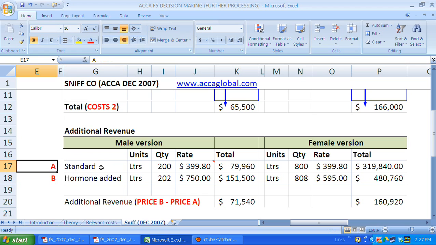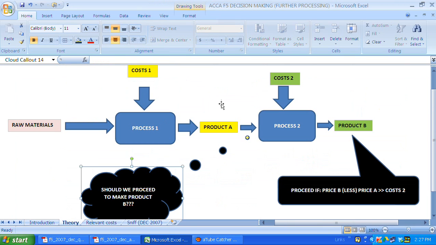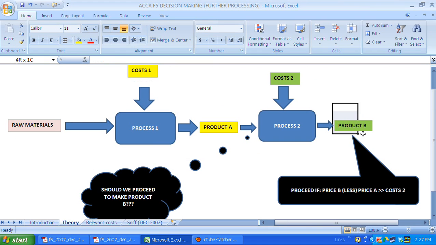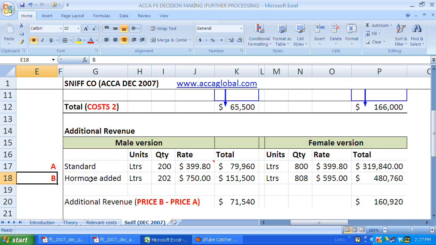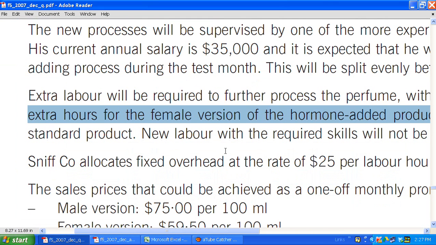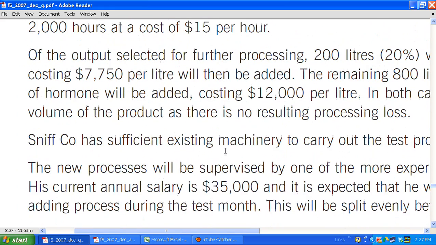So my standard is product A, right here, and then product B is a product I get when the hormone has been added. So we want to get the revenue. And what is revenue? Revenue is the quantity times the selling price. Where am I getting this 200? Let's see where I get this 200 from.